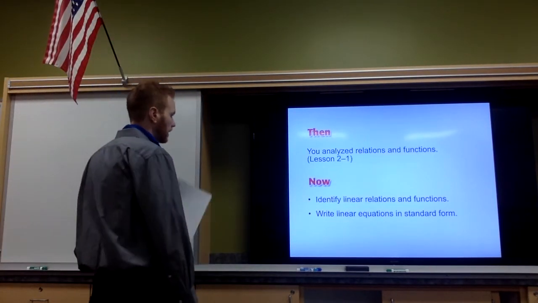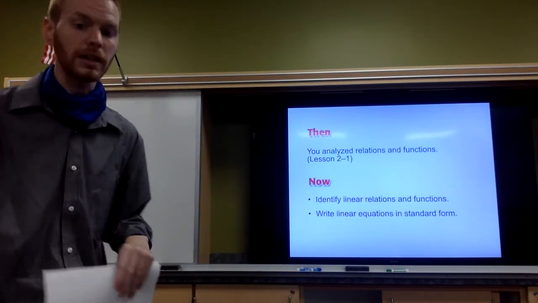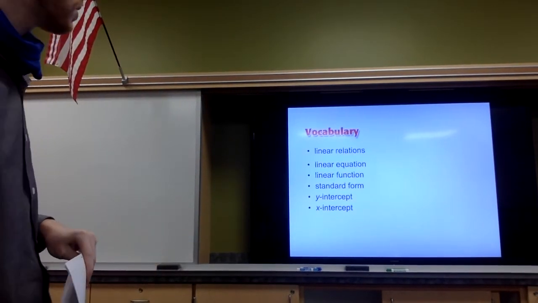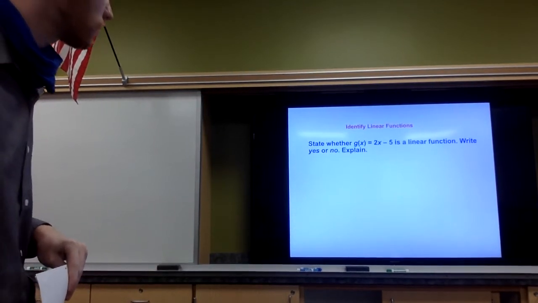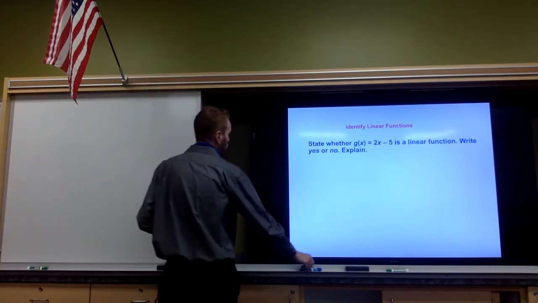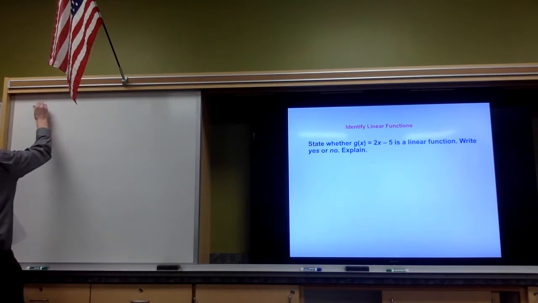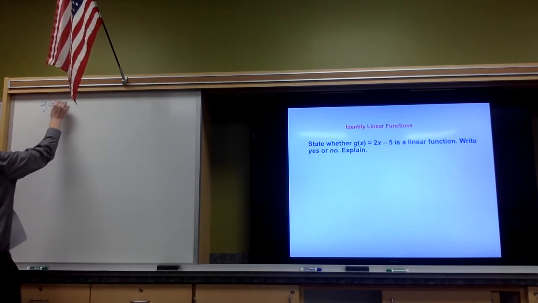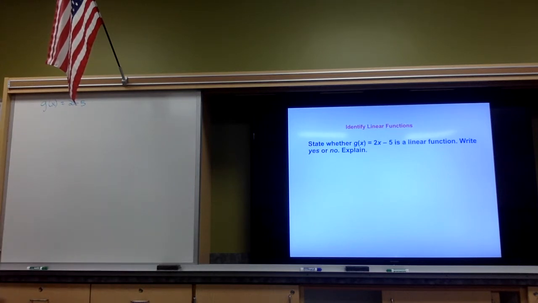Now we're going to identify linear relations and functions and how we can write these in standard form. So that's today's lesson. There's some vocab we'll take a look at today. So let's go ahead and start with the first one. State whether g of x is 2x minus 5. State if it's linear, and then explain.